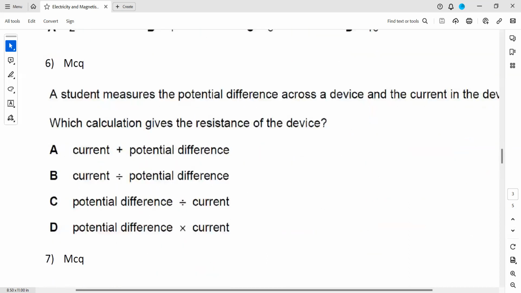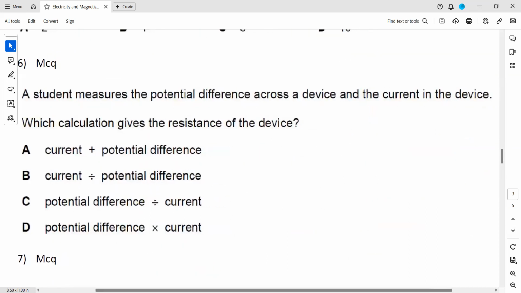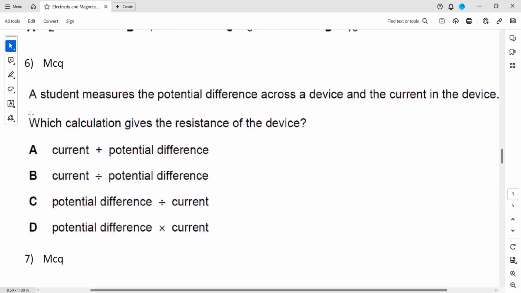A student measures the potential difference across a device and a current. Which calculation gives the resistance? So resistance is actually a ratio between voltage and current. When voltage, the potential difference, is divided by current, we get the resistance. So C will be the right answer.